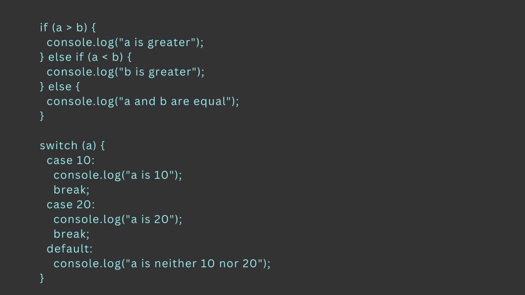This code comprises an if-else conditional statement and a switch statement. The if-else block compares two variables, a and b, and logs whether a is greater, b is greater, or if they are equal. Following this, the switch statement evaluates the value of a. If it equals 10, it logs "a is 10". If it equals 20, it logs "a is 20". If a matches neither case, the default block executes, logging "a is neither 10 nor 20". This ensures specific responses for given values of a.